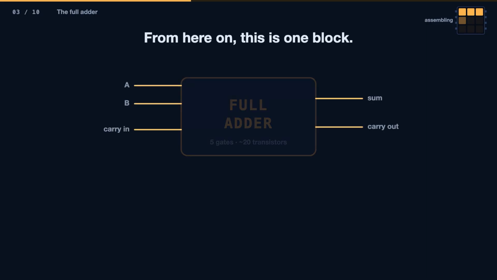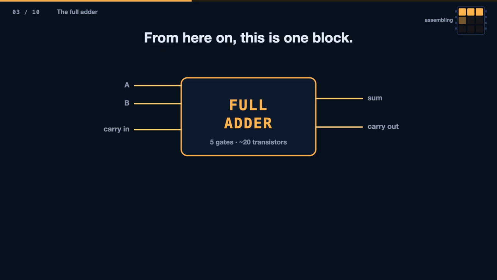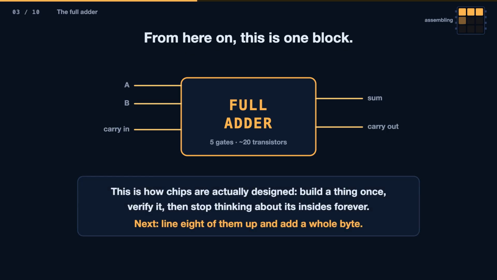From here on we stop drawing the 5 gates and draw 1 box instead. Full adder. This is genuinely how chips get designed. Build a thing once, verify it, then stop thinking about its insides forever.